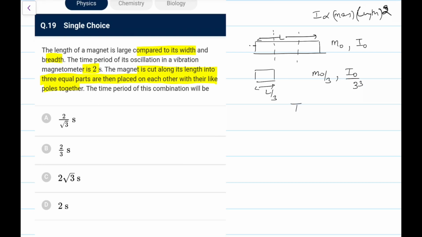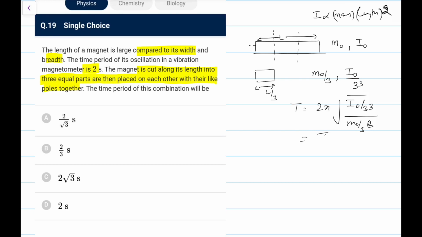So when you do this, the new time period would be 2 pi. Instead of m, you will write m0 by 3, and instead of I, you will write I0 by 3 cube, into B. That is what you are going to write in this. Okay, I have written it in words. For the time period I was writing 2 pi under root of I0 by 3 cube upon m0 by 3 into B.